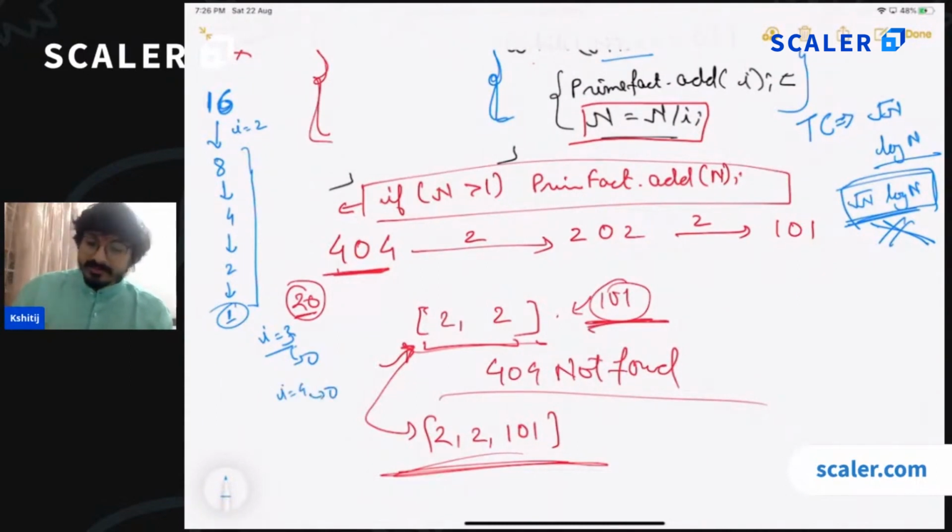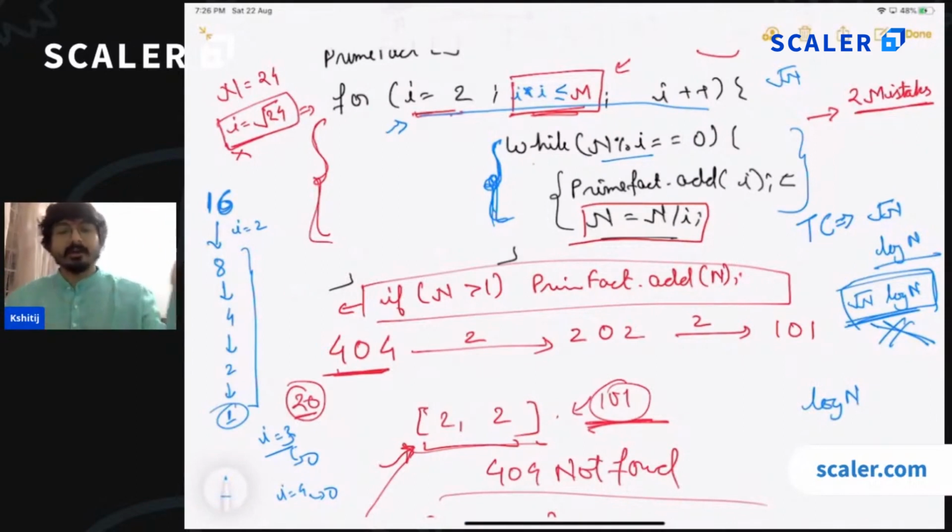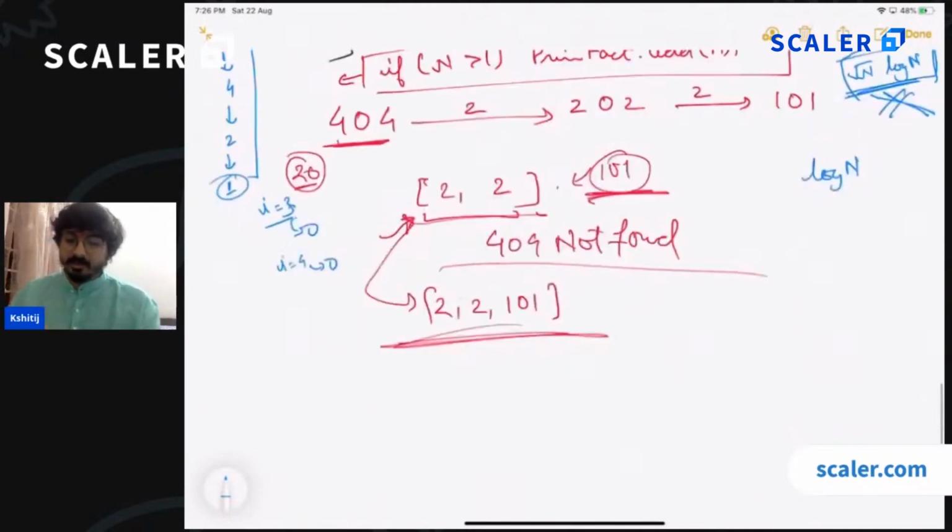So what is the total number of times, including all i's, the inner loop is running? For all the i's, the inner loop is going to run for log n time. This is not for each and every i. This is for all the i's combined. For 2, it runs for log base 2 of n. Then for 3, it runs for log base 3 of n, if n is there, right? So let us talk about any other number.